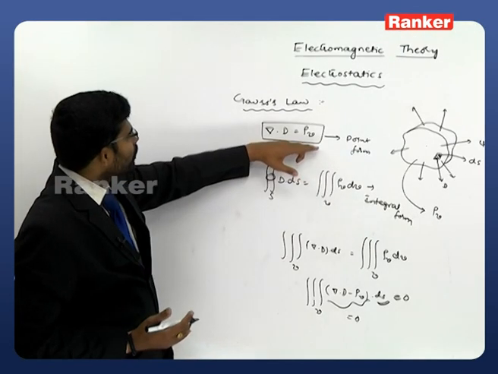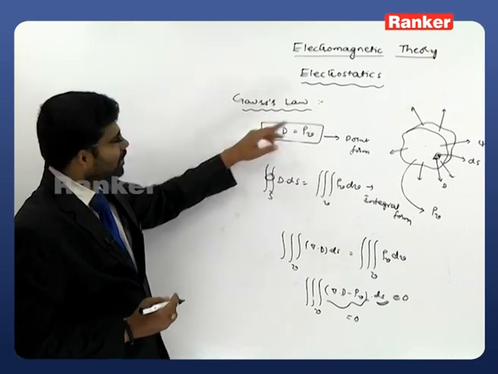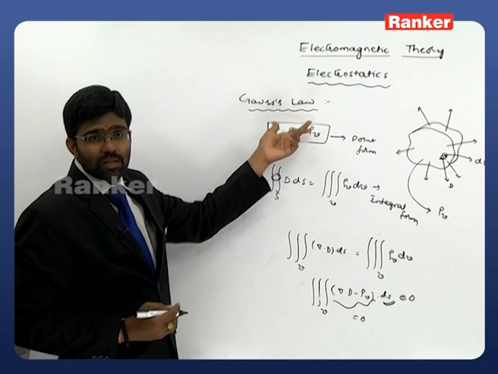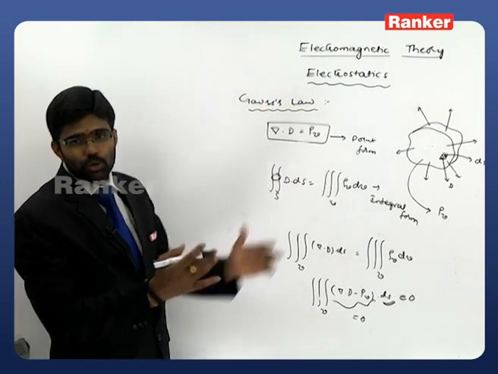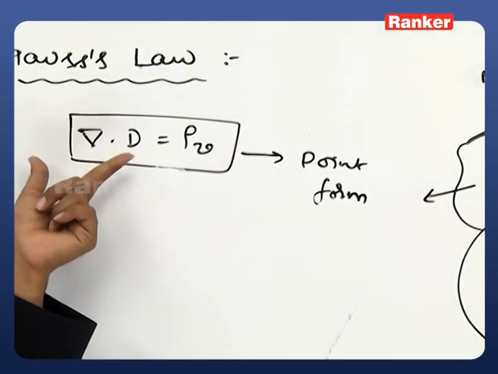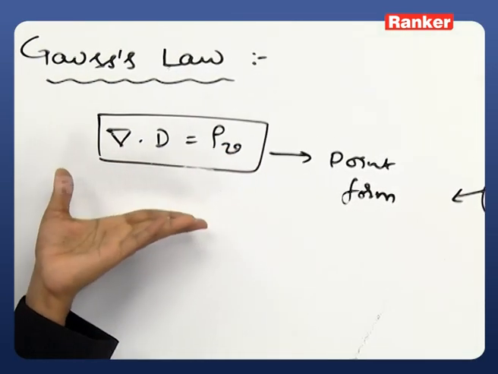Before that, we will discuss in detail this particular equation, del dot D equals rho v: how it will be modified, where it can be applied, and how it will be applied for different situations. Before that, just examine the units of these two. If the units are satisfied, then obviously this equation is right.